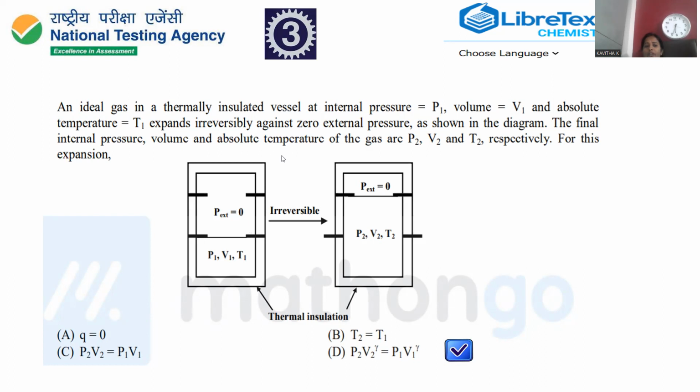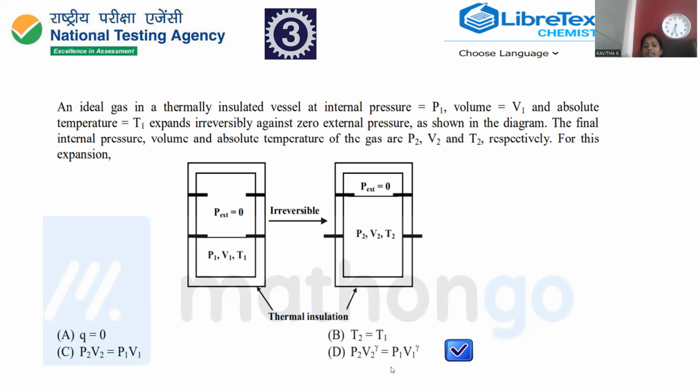Let me repeat one more time. Being an insulated vessel where heat change will be 0, the work done will be 0, so the initial temperature and final temperature remain equal. B is also a correct answer. At that condition, initial and final temperatures are the same. P2V2 is equal to P1V1.